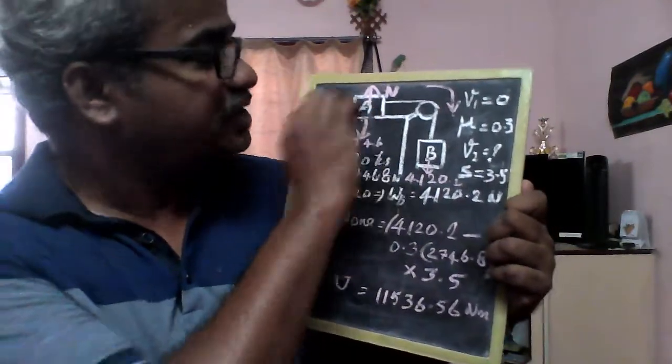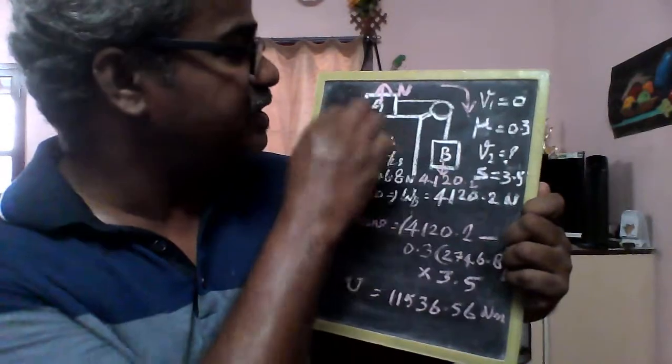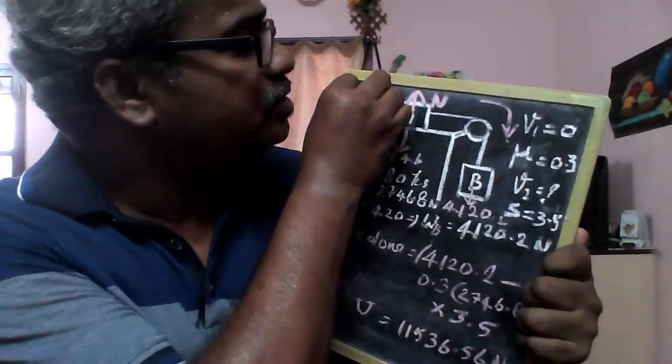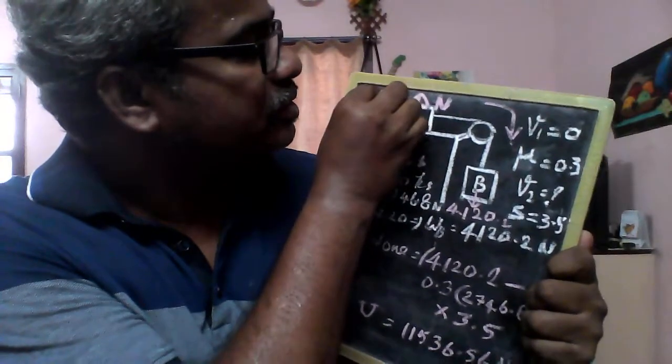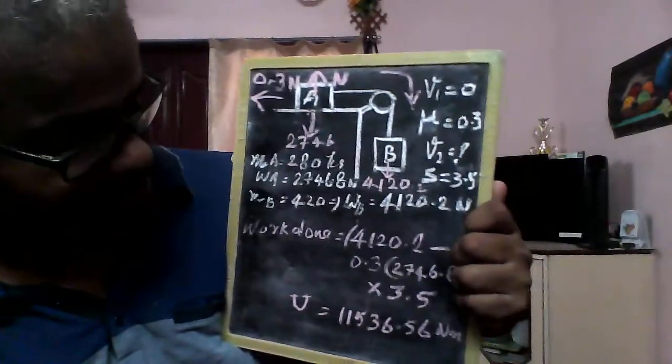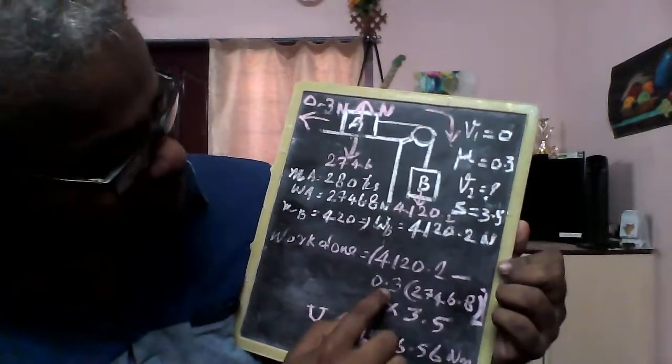there will be a frictional force. If the body is moving to the right side, there will be a frictional force on the left side, that is 0.3 into N. What is that? That is 0.3 into N.